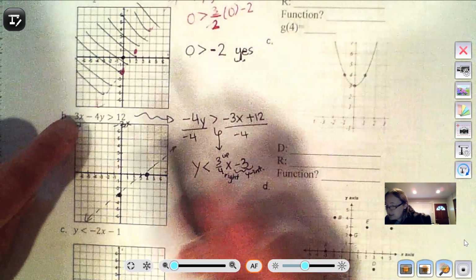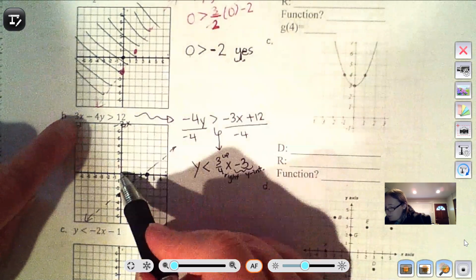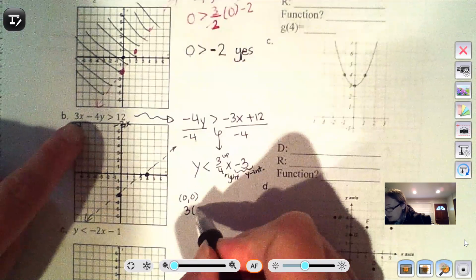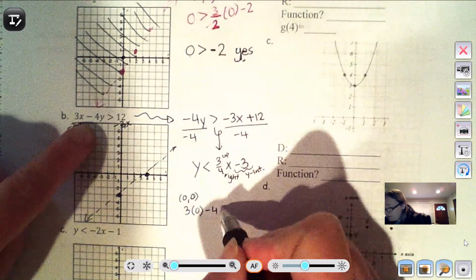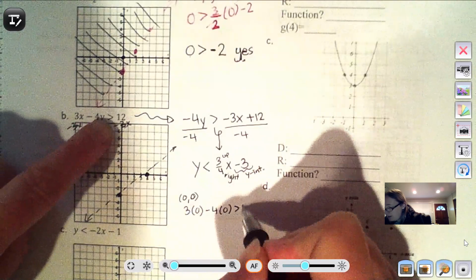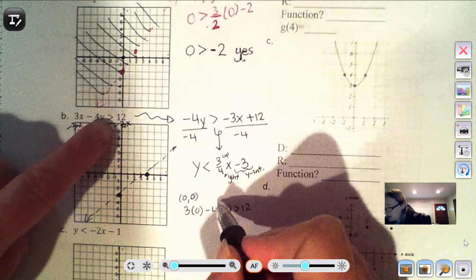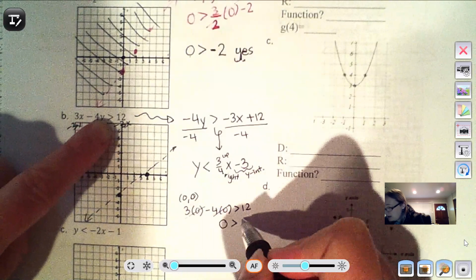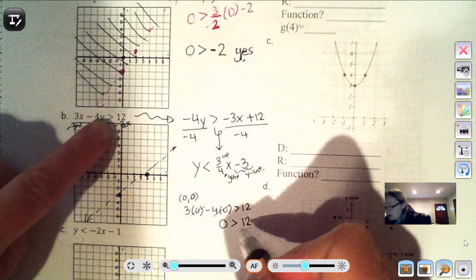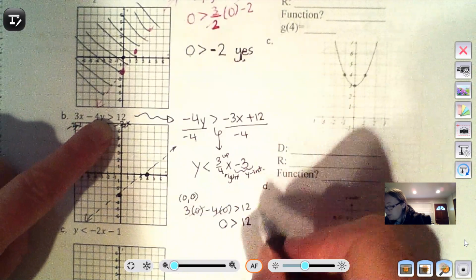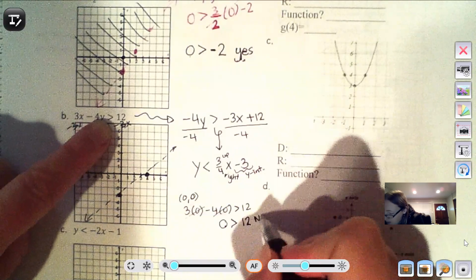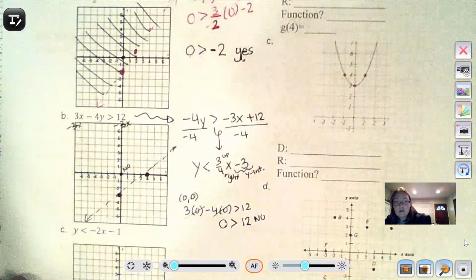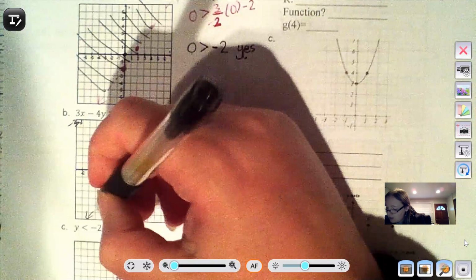So I'm going to test the point 0, 0. I'm going to plug in 0 for the x and 0 for the y, and see what this gives me. 0 minus 0, so that's 0. Is 0 greater than 12? No. And so this time, this test point 0, 0 was not a solution. And so I'm going to shade the other side.